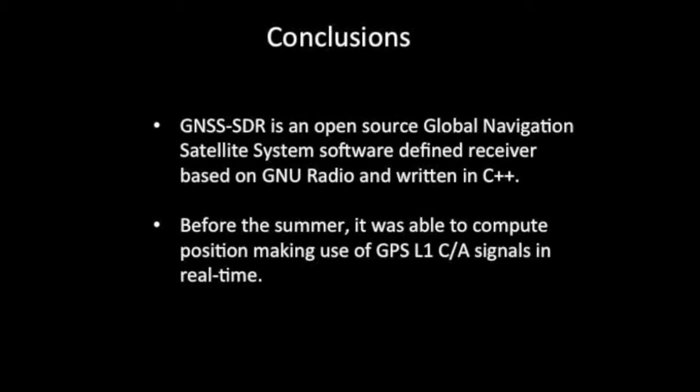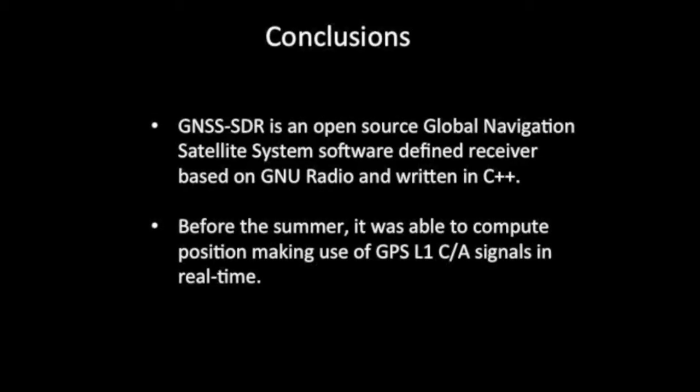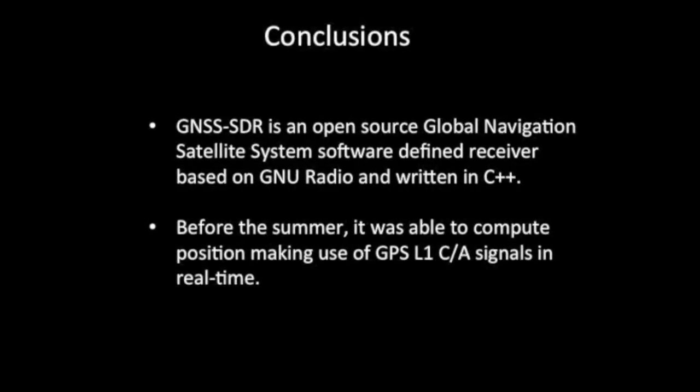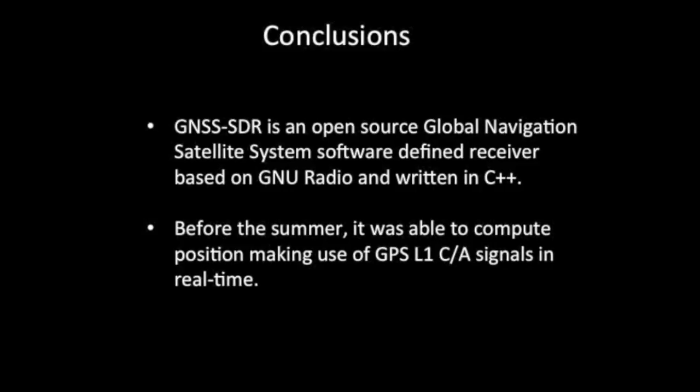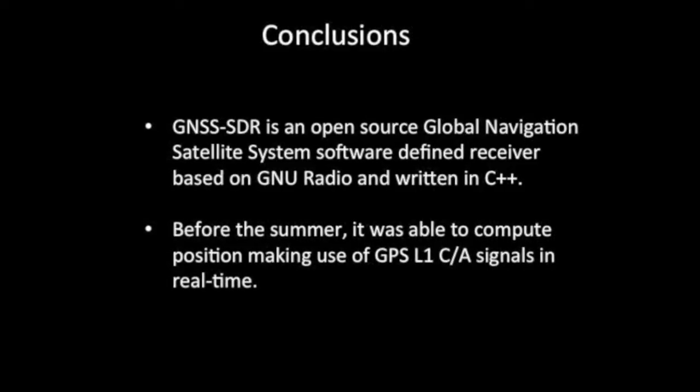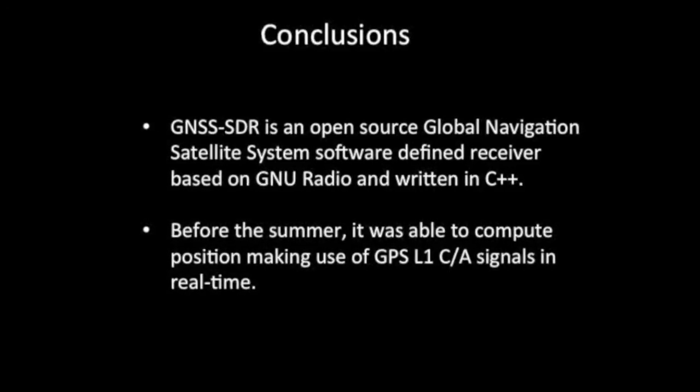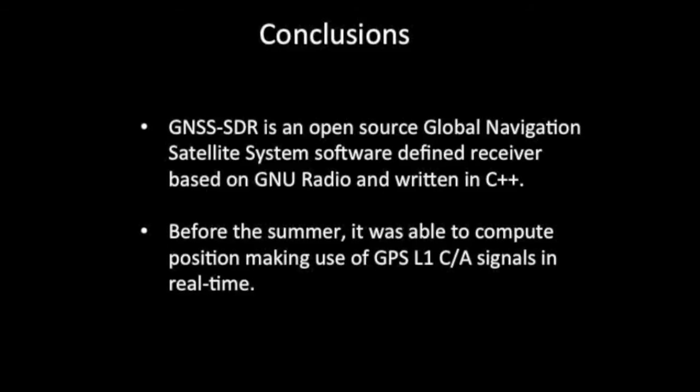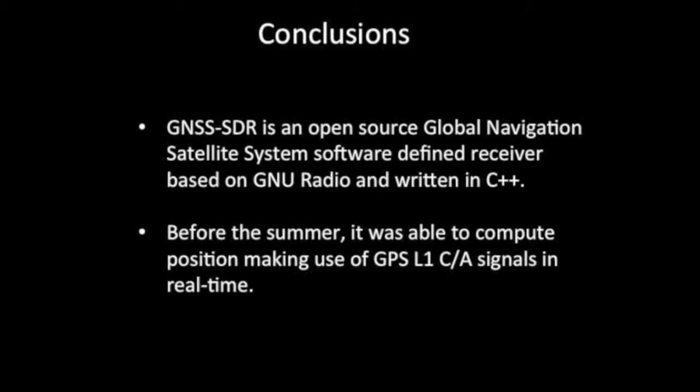As conclusions, we can say that GNSS-SDR is an open-source global navigation satellite system software-defined receiver based on GNU Radio and written in C++. Before the summer, it was able to compute position making use of GPS L1CA signals in real time.